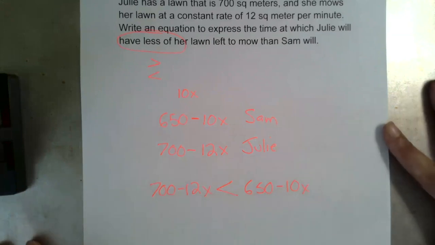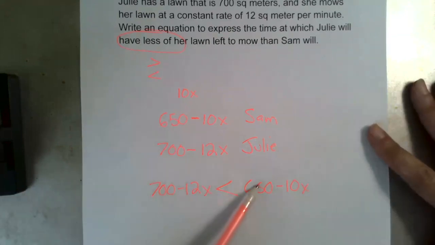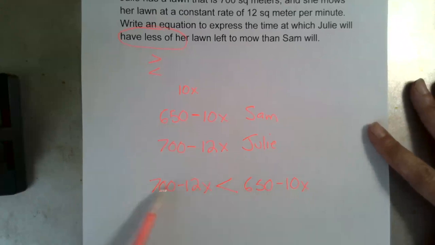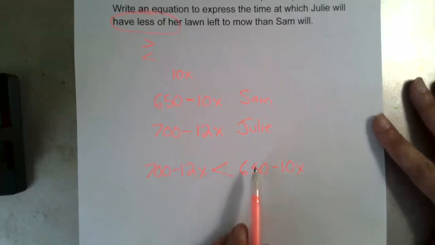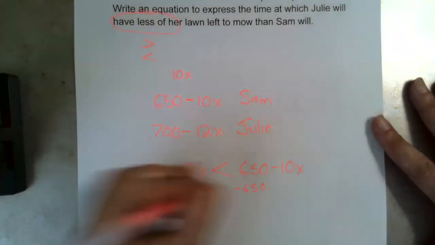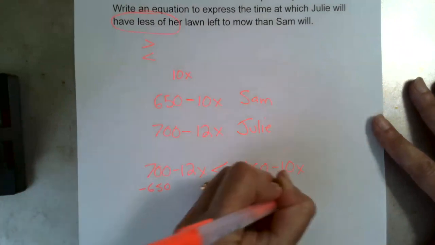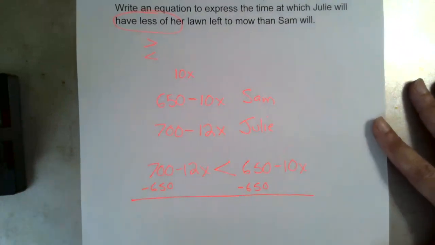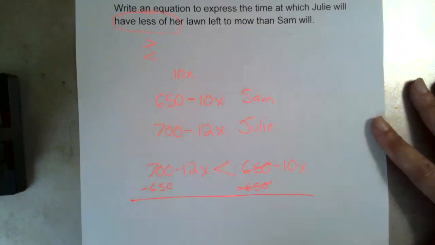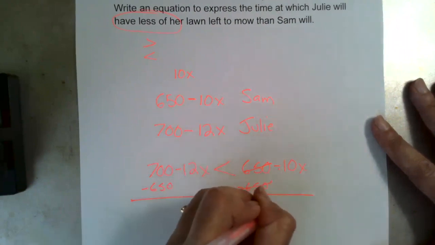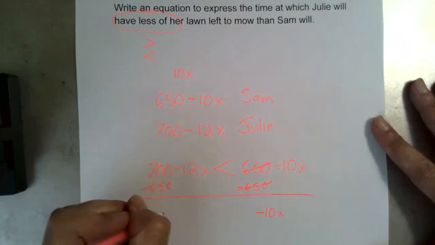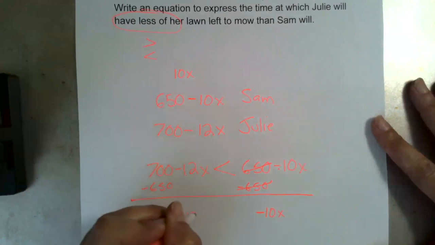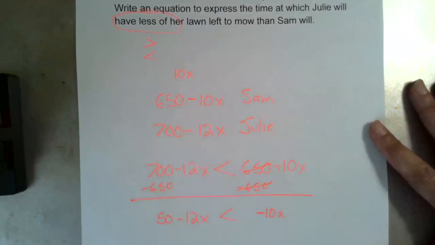So as per always with this stuff, we need to get our numbers on one side and our variables on the other side. So I'm going to start by subtracting 650 from both sides of my inequality. And this is what's called consolidating like terms, right? 650 minus 650 goes away. This minus sticks around though. That doesn't disappear. So I'm left with negative 10x on this side. And then over here, 700 minus 650, that's 50 minus 12x. And then my less than sign hasn't changed.